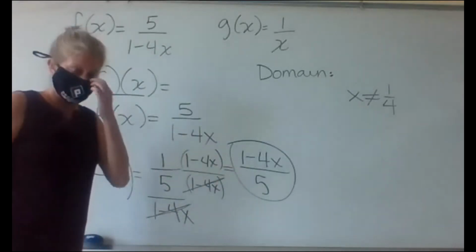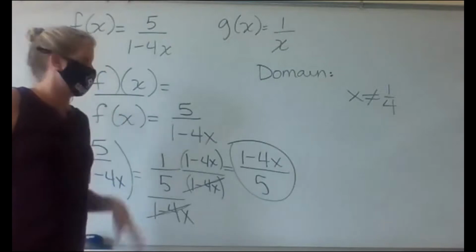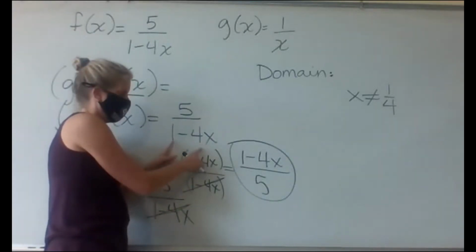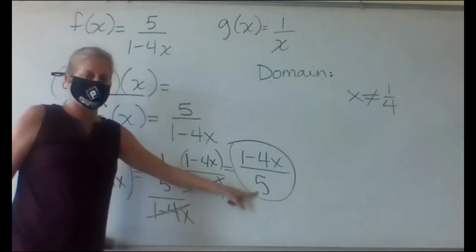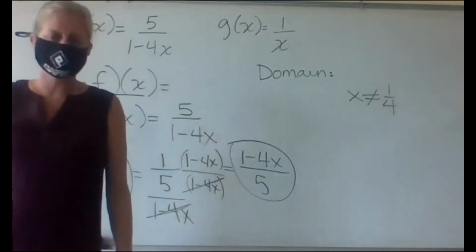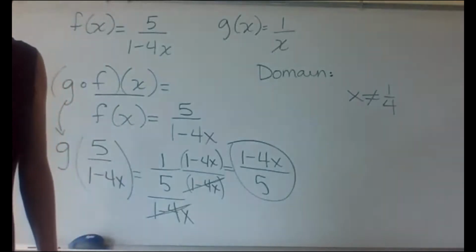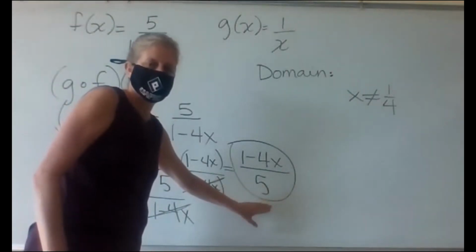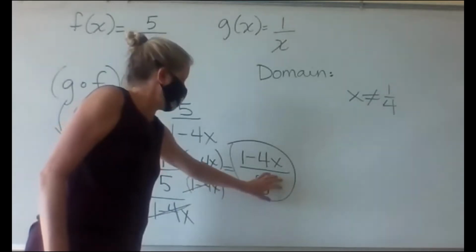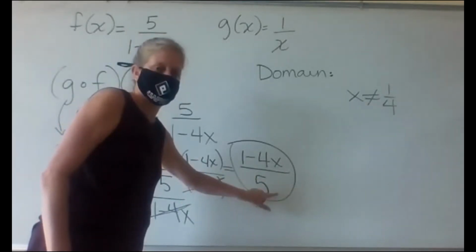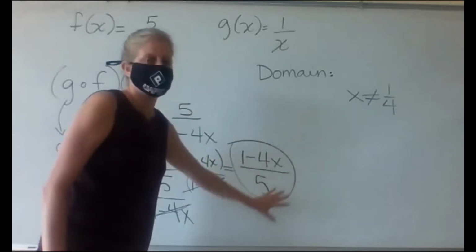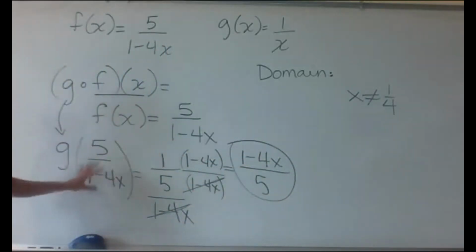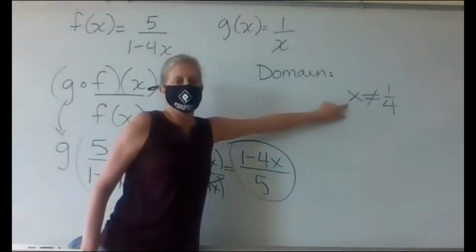But remember, the next part is going to ask you what the domain is. So I already found my first restriction from here. Now I'm looking for any other restrictions. Look at your answer here. In order to have a restriction, you would have to have an x in this denominator. Right? There is a denominator, but there's not an x in it. So there are no restrictions in this part. So the only restriction to the whole composition is 1/4.